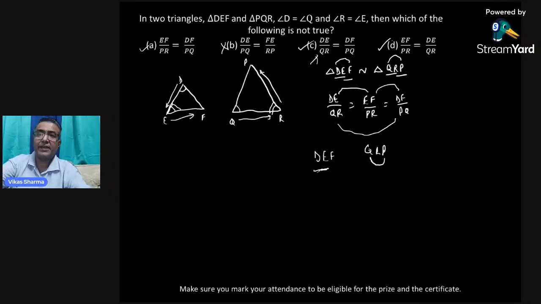So option B is correct, and Bhishmesh will get 2 points for that. Let me mark that in my sheet here. Bhishmesh Kumar, 2 points. Okay, keep answering, Bhishmesh. Very good. Let's move to the next question.